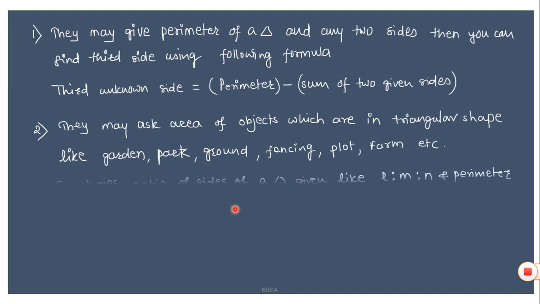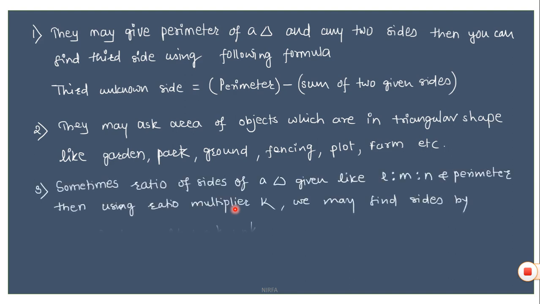Okay. Now, sometimes the ratio of sides of a triangle is given, instead of giving the sides directly, they are giving the ratio of sides like L is to M, M is to N. And perimeter is also given. Then using the ratio multiplier K, we can formulate this like perimeter is equal to LK plus MK plus NK. Then take K as common, add L, M, N because they are already given, and divide by the perimeter. You will get the value of K.